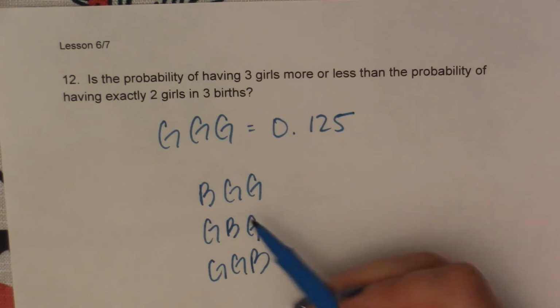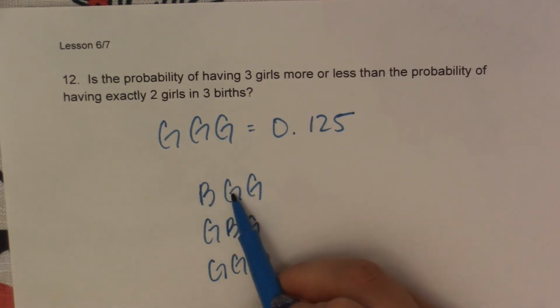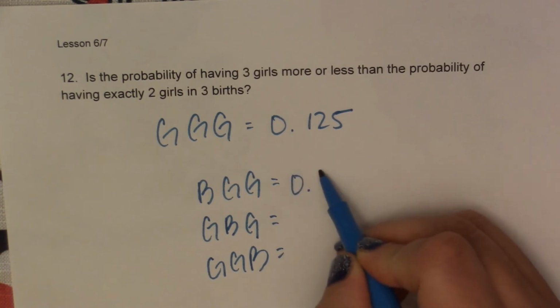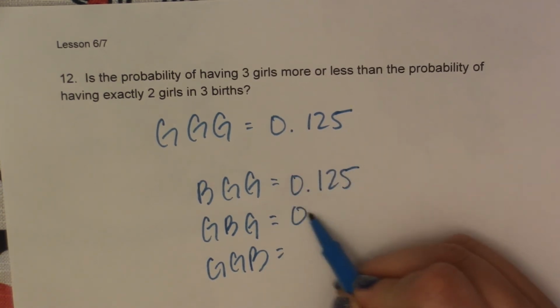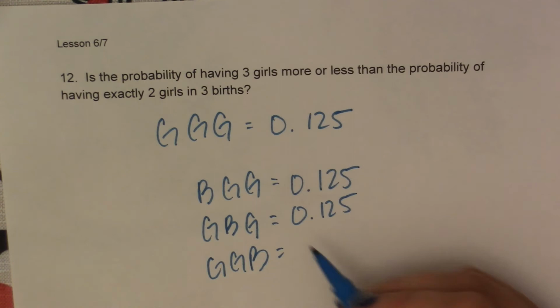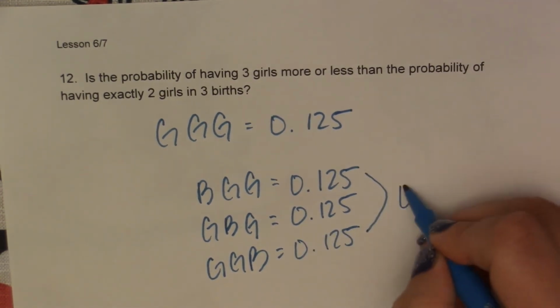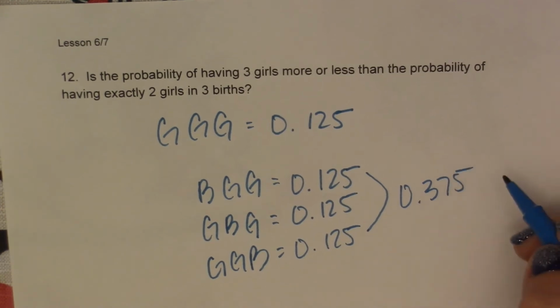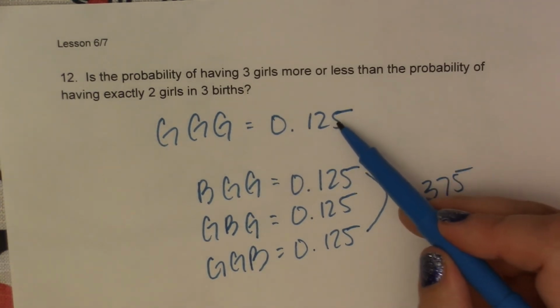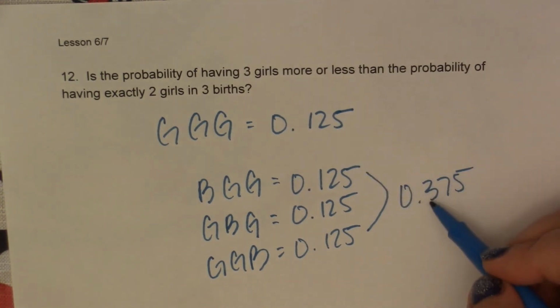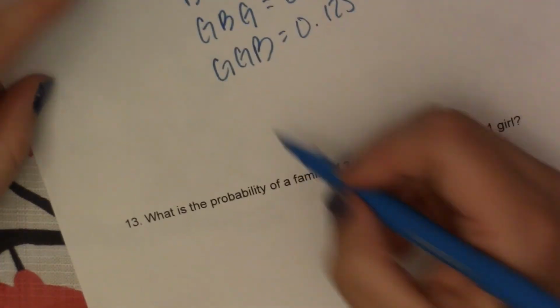So if we were to find each of these, it would be 0.5 times 0.5 times 0.5. So each of these outcomes are the same as the girl, girl, girl. But in this case, we need to combine all of them together, so we get a total of 0.375. So the probability of having a girl for all 3 births is less than having exactly 2 girls in 3 births.